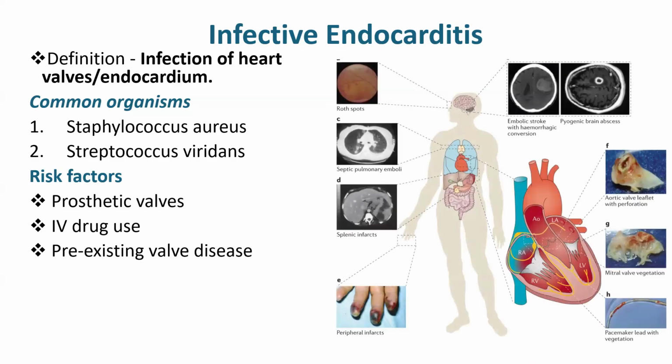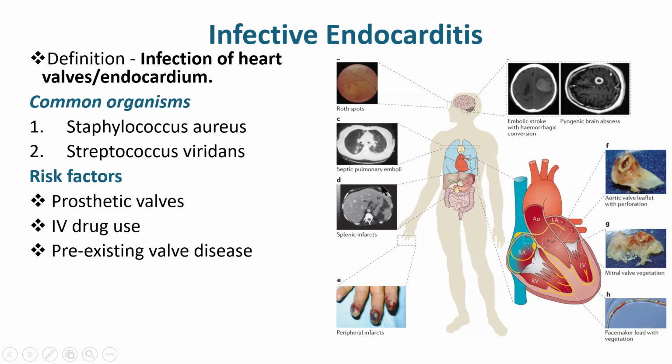Now this is what it can lead to. If you have infective endocarditis due to prosthetic valves, intravenous drug use, or pre-existing valve disease, one complication is cardiac failure, as you can see here. You can have your valve perforated, having vegetations there, and the pacemaker having vegetations. The extracardiac manifestations are these fingers that will turn black because of the peripheral infarcts there.